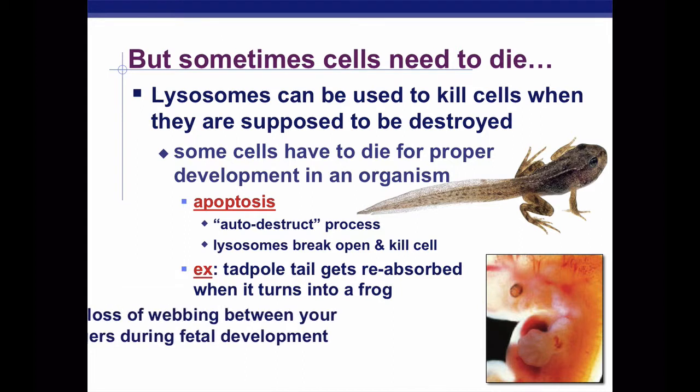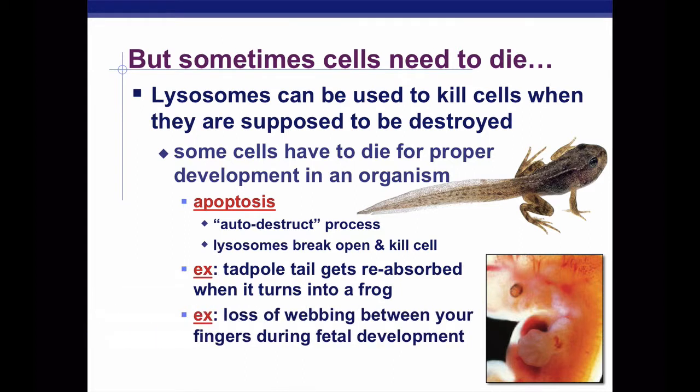We also see this in human development too. Here on the right-hand side is a fetus, and you can see its little webbed fingers right here. The reason we don't have webbed fingers when we're born is because that webbing is lost during development, because those skin cells' little lysosomes will pop open and dissolve that skin.